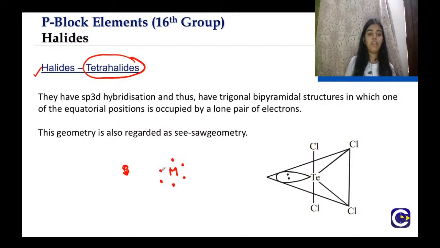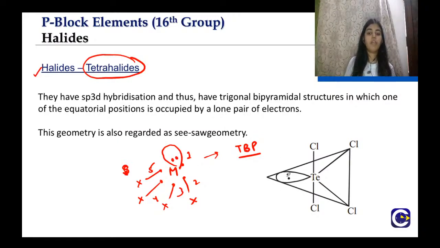Now tetrahalide, one bond will be formed with each X, 1 X, 1 X, 1 X, 1 X, and one will be the lone pair. So 1, 2, 3, 4, 5. That means which geometry is possible? Trigonal bipyramidal geometry is possible, in which there is one lone pair, right? So if you place the lone pair according to Bent's rule at the equatorial position, you will get a seesaw geometry. Seesaw geometry, right? Can you see this as seesaw? So this is the structure of tellurium Cl4 with one lone pair and 4 halogens.